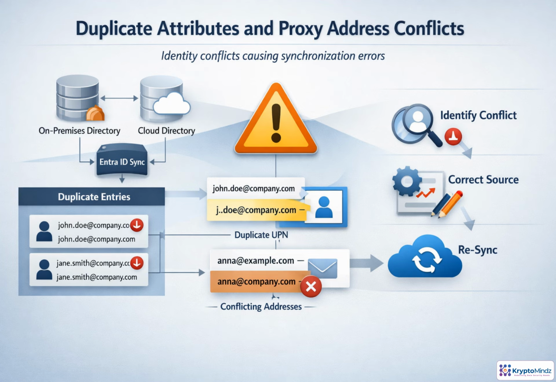Entra ID treats several identity attributes as unique keys. A duplicate user principal name, mail, or proxy addresses value can stop export because Entra ID cannot determine which object owns that sign-in or messaging address. The conflict may involve two synced users, a cloud-only account, a contact, or a group. Primary SMTP entries are especially sensitive. The uppercase SMTP value must be unique and properly formatted. The troubleshooting sequence is straightforward. Find the object holding the duplicate, fix the authoritative source attribute, and run synchronization again to export the corrected identity.